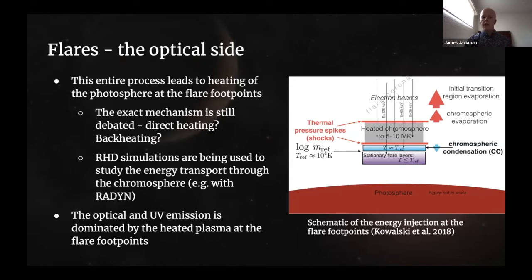But regardless of the exact mechanism behind the heating of the photosphere, we know that in solar flares, the flare foot or the photosphere is heated up, and this gives rise to the bulk of the optical and then the ultraviolet emission. And the photosphere around the flare foot points is heated, as I mentioned, to a temperature on the order of 10,000 Kelvin.